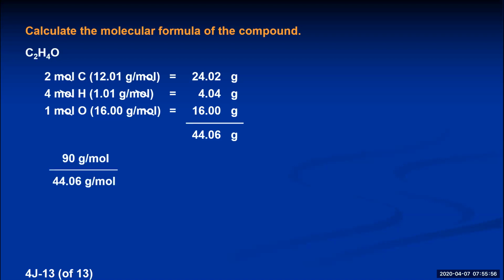May not be exact because the data may not be great, but it's going to be close, and this actually does come out really close to 2. That means the real molecule must be twice as big as the empirical formula. That's the only way the mass can be 90 instead of 44, and so the molecular formula is C4H8O2.